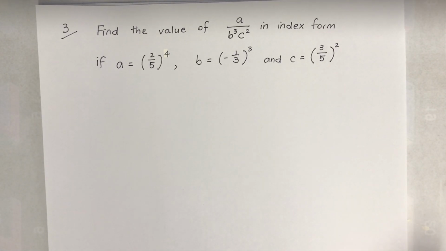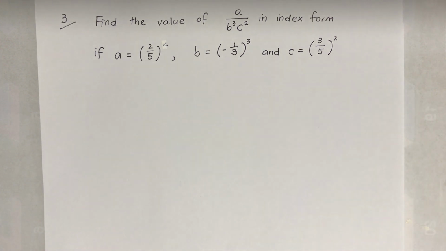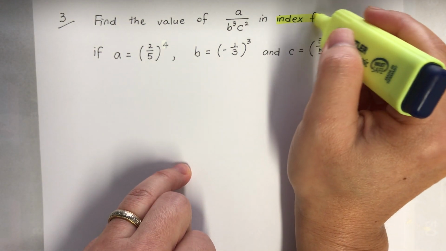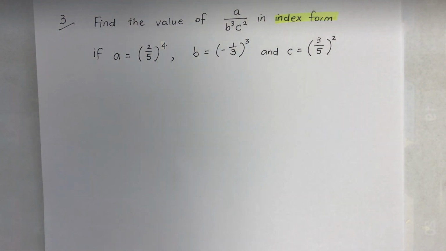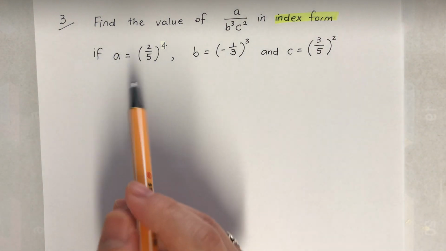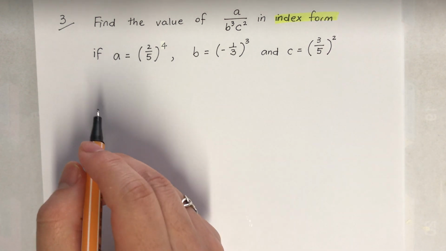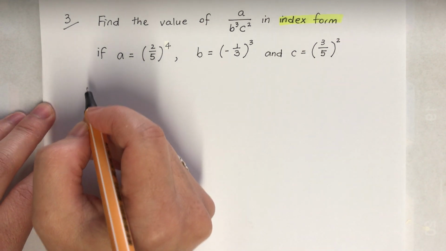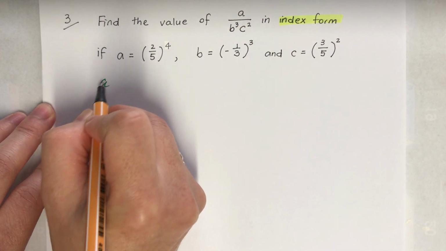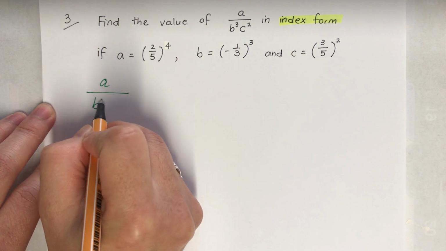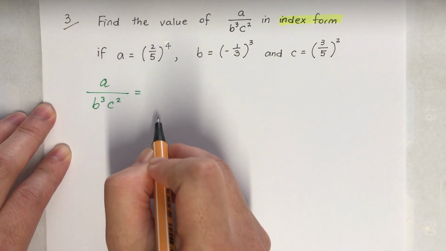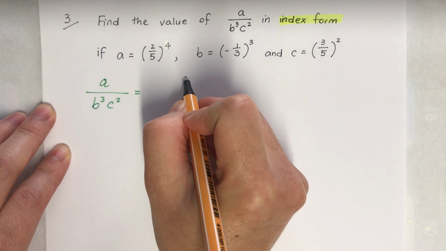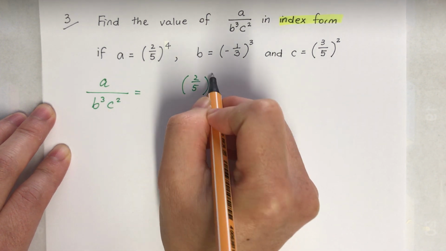Okay, question 3. Find the value of a over b cubed c squared in index form. I'm going to highlight this just because I've got a highlighter right next to me. You can underline if you like. Okay, and then it's all given. So all I have to do is just substitute in there. Okay, so my expression is this. I'm just going to rewrite this and I'm going to put everything in there. So a was 2 over 5 to the power of 4.